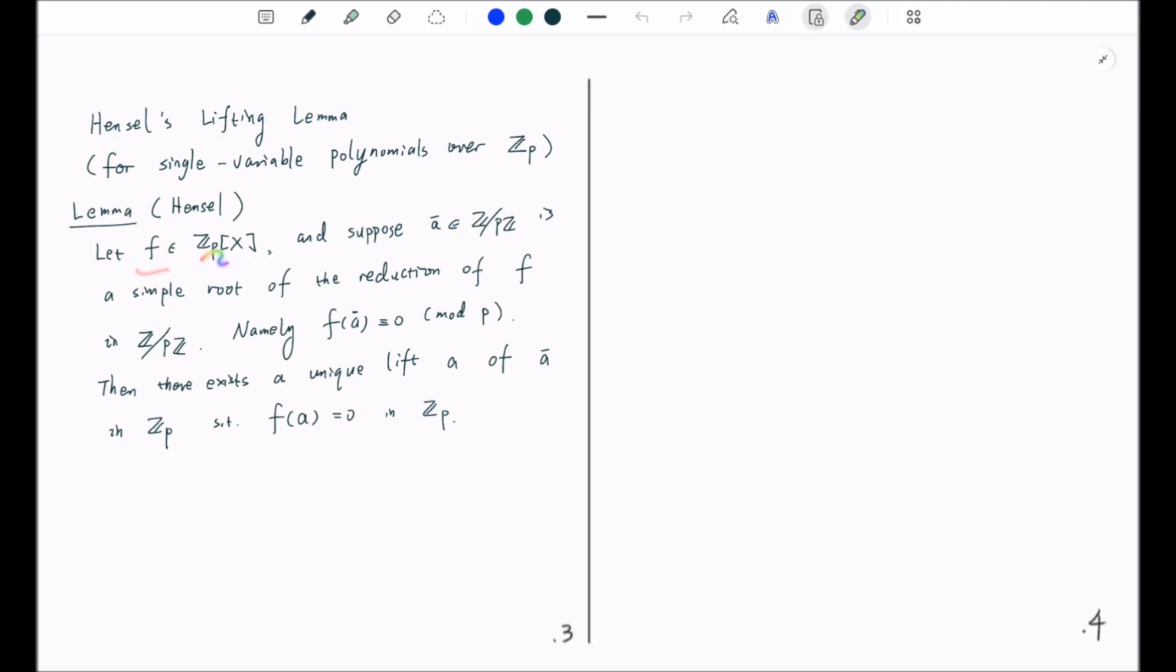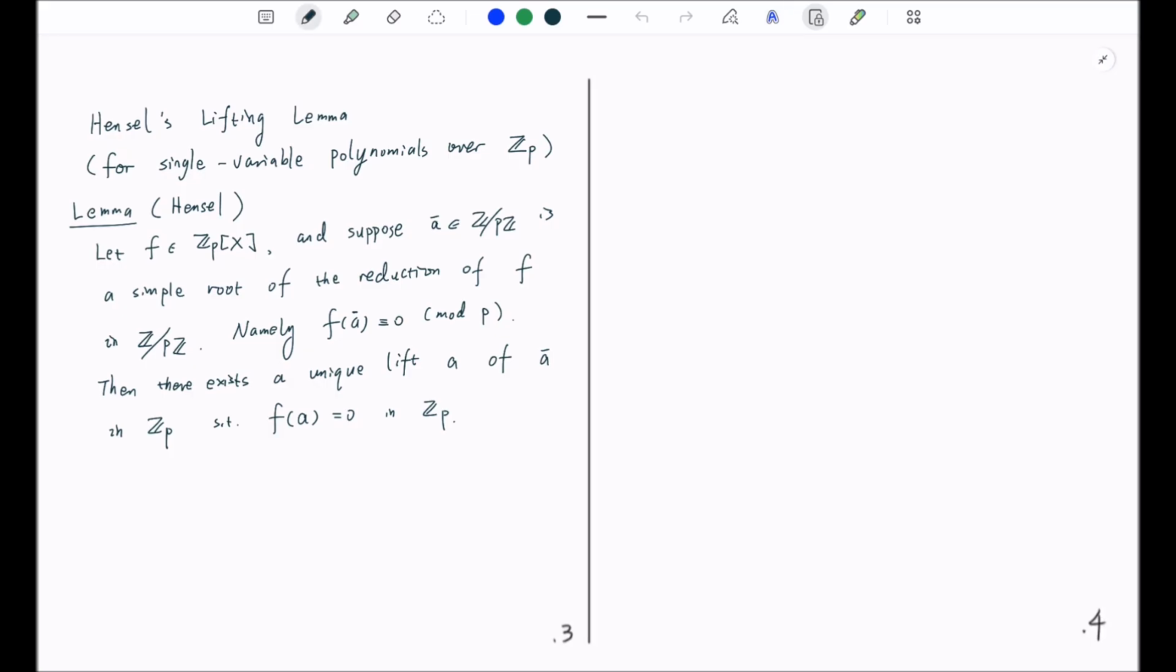Suppose f is a single variable polynomial over Zp, and let a bar be a simple root of the reduction of f in Z mod pZ. Then there exists a unique lift of a bar to a in Zp, such that this a, the lift, is the root of f in Zp. A true solution. This is called Hensel's lifting lemma.